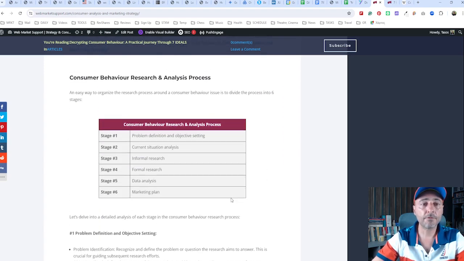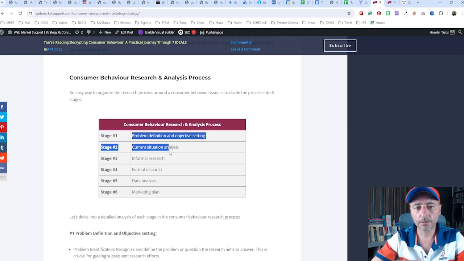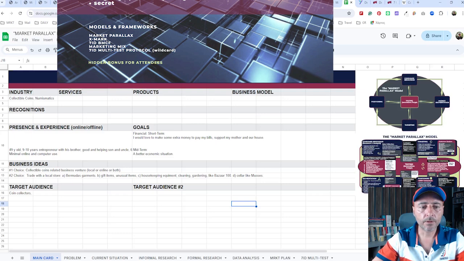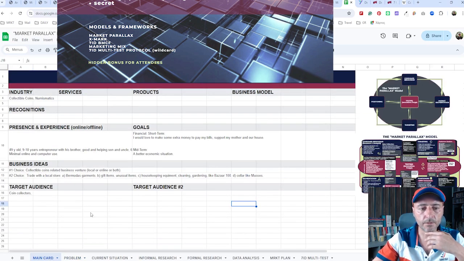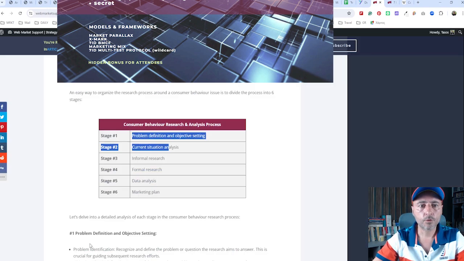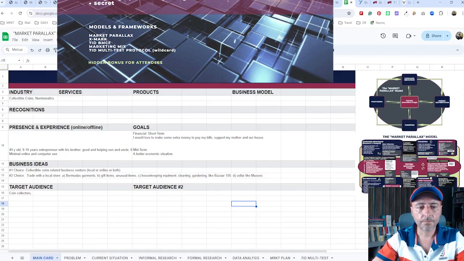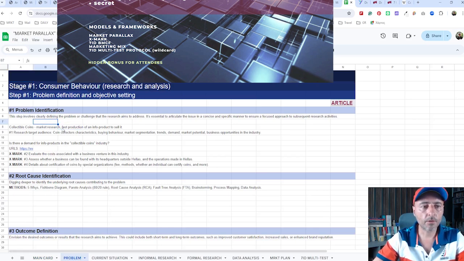Yeah, that's it. The first stage of the market parallax model is consumer behavior, research and analysis, and there are 6 stages: problem definition, current situation, informal and formal research, data analysis and marketing plan. And now in this format, this is the first stage, consumer behavior, research and analysis, all the sub phases. And here is where I collect all the information.